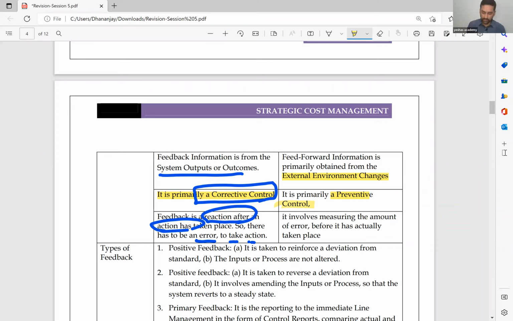It involves measuring the amount of error before it has actually taken place. I am thinking we may waste a lot of material. I'm expecting my material cost may go up. I'm expecting some labor may be idle. They may have free time at the end of the month. And I start taking preventive actions now, on September 10th itself, to make the balance of September better. September 11 to 30 should be better. That is my objective.